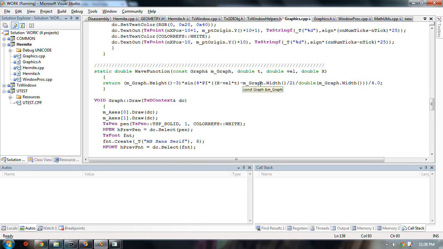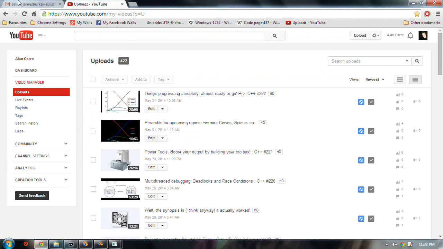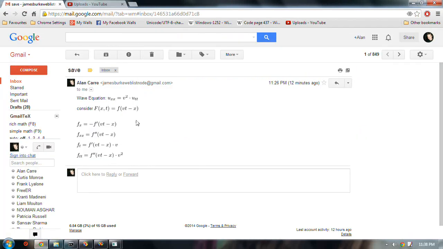If you don't know what the wave equation is, I actually wrote it out and emailed it to myself using that Gmail text. Here it is. This is the standard one-dimensional wave equation. That's a 2 there. Can't read it. It's a partial differential equation.